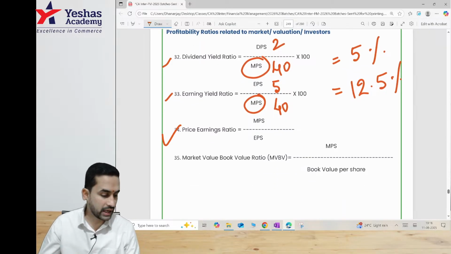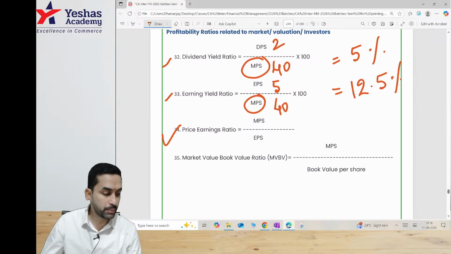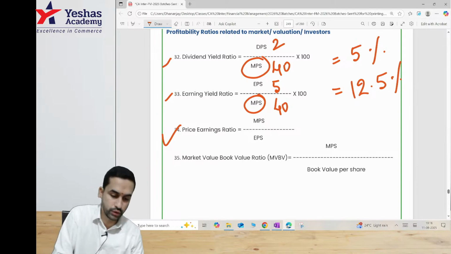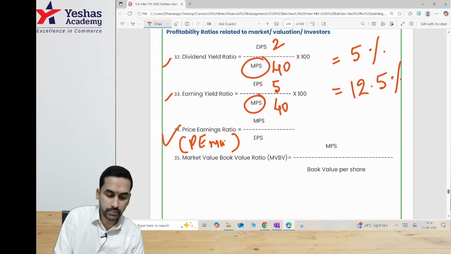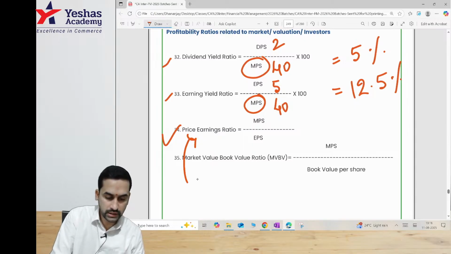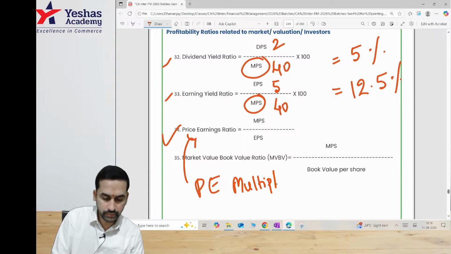Next, price earning ratio. This is also called the PE ratio. In your textbook, right here, PE multiple. Price earning ratio is also called PE multiple.